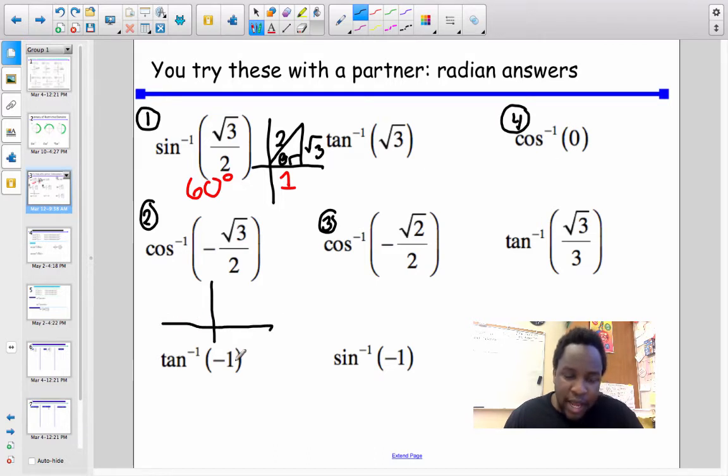So here's my xy axis. I know that it's going to be in the second quadrant because cosine is negative. And so the adjacent side is going to be negative square root 3 and the hypotenuse is 2. Therefore, the opposite side is going to be 1. And it's asking, let me change the color, what is this angle?